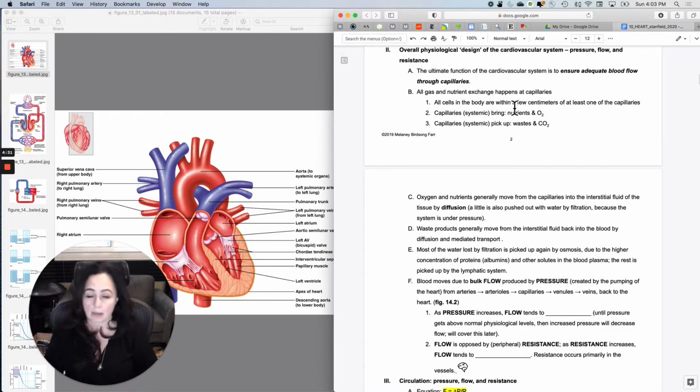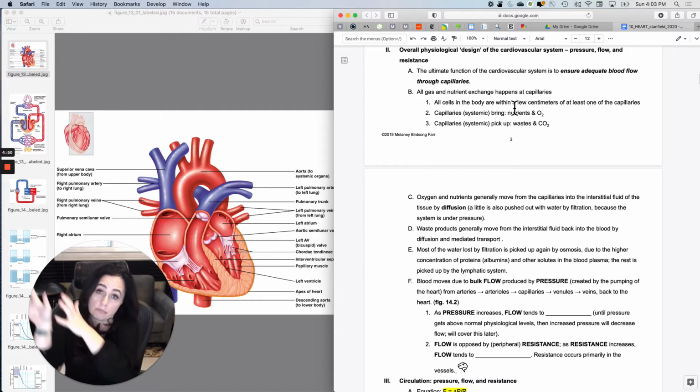So a couple of concept check questions. How do oxygen and nutrients typically get from the capillaries to the interstitial fluid to the tissue? They are going to move out primarily by diffusion. Sometimes there's transport mechanisms as well.